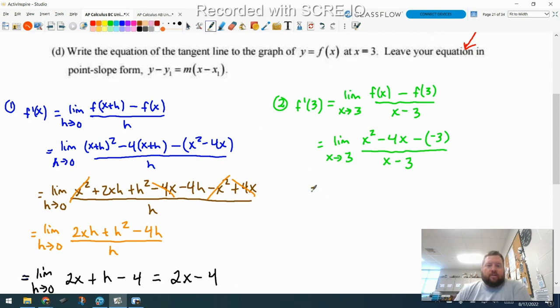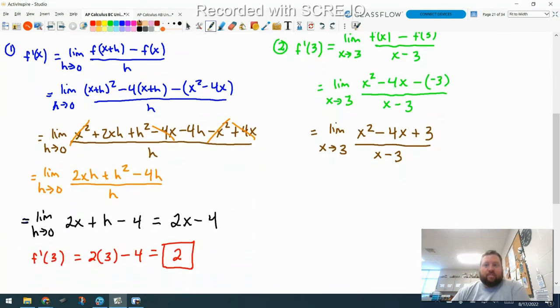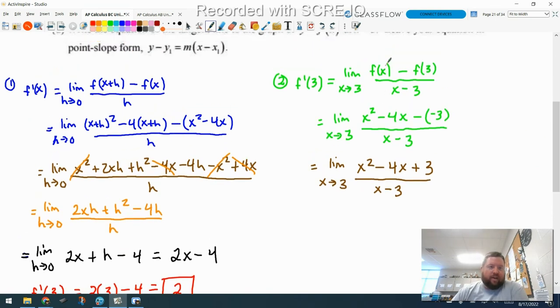Okay, let's just turn that into a plus. The limit as x approaches 3 of x squared minus 4x plus 3 over x minus 3. And so, again, if we plug in 3 here, I can go back to the original. If I plug in 3, I get f of 3 minus f of 3, which is 0. And if I plug in 3, I get 3 minus 3, which is 0. So it's a 0 over 0, which always means we have a little bit more work to do.